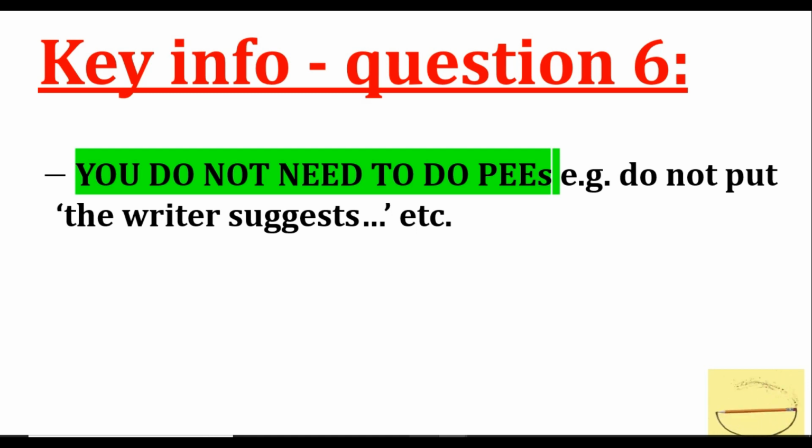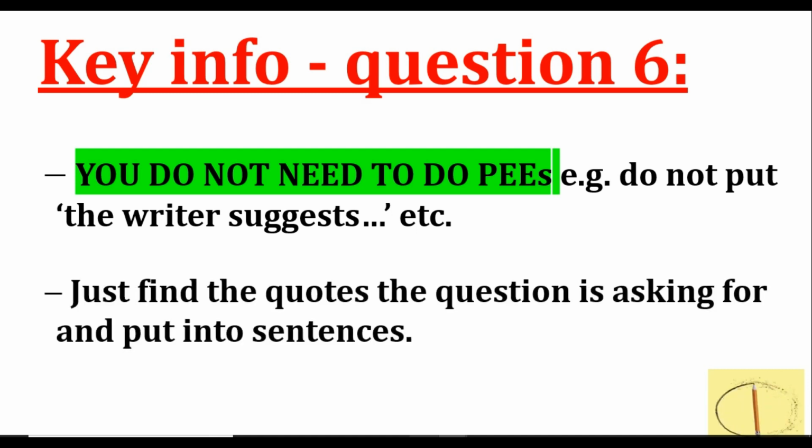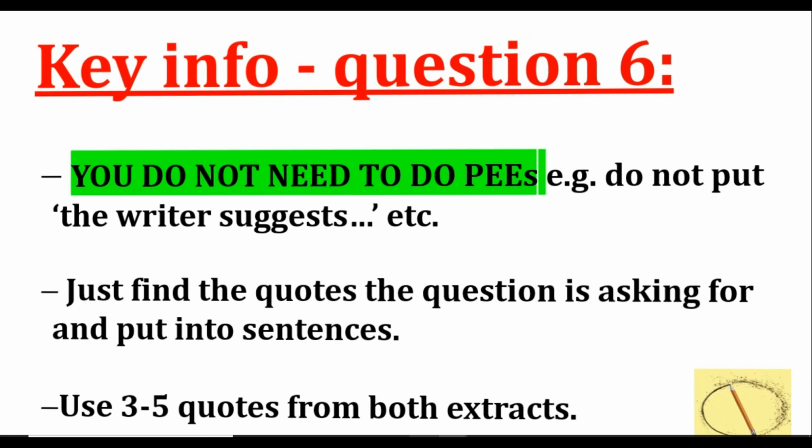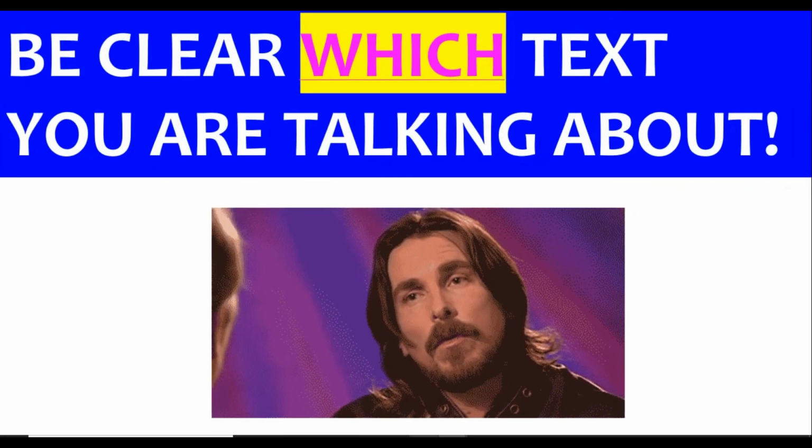So for example, just put the information. You don't need to then do your explanation. So you don't need to give a quote and then say the writer suggests, or the writer is trying to tell us, or this is giving emphasis to the fact, and so on. I just want you to get the information. Just find the quotes the question is asking for and put them into sentences, and see if you can do 3, 4, 5 quotes for both extracts. So 3 or 4 from extract A and 3 to 4 from extract B.